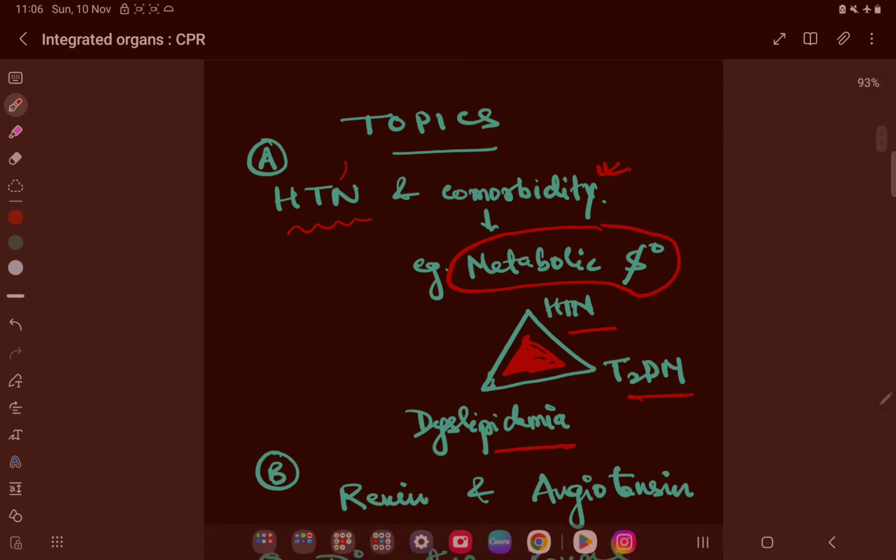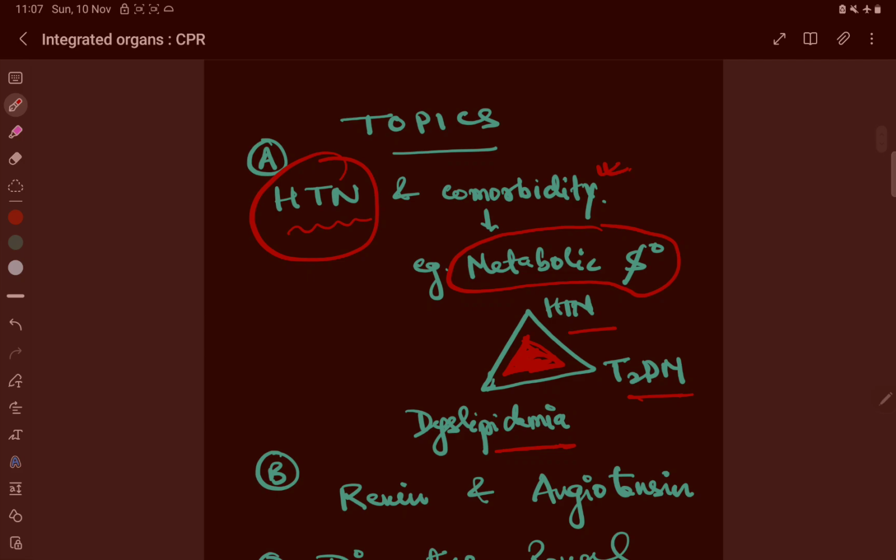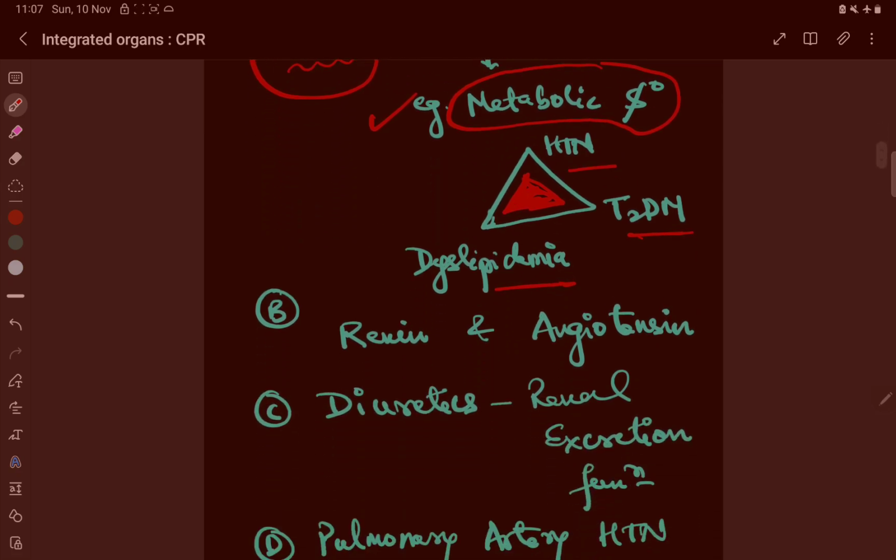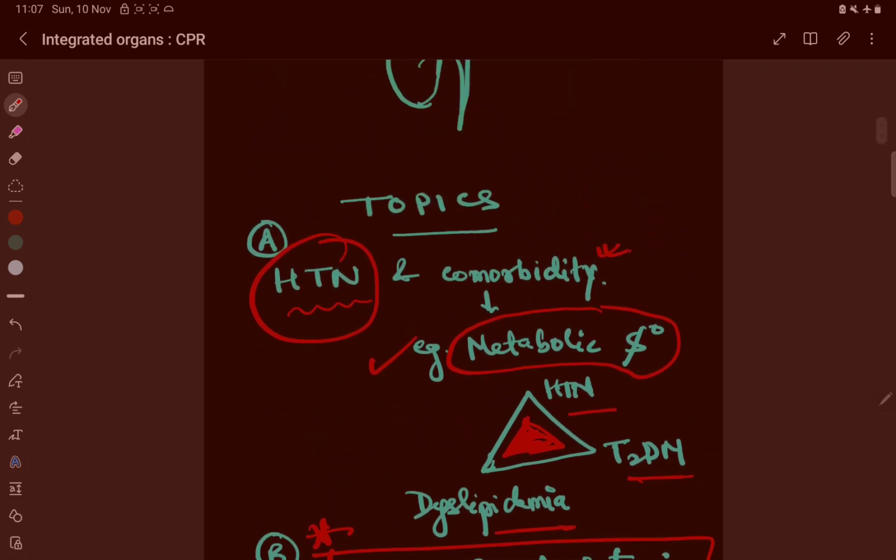So when I say hypertension and comorbidities, it is just an example that one of the things is metabolic syndrome. There are multiple. Okay, so one by one we are going to discuss. Now renin and angiotensin are the two major hormones, we can say, which are considered to be important for hypertension.